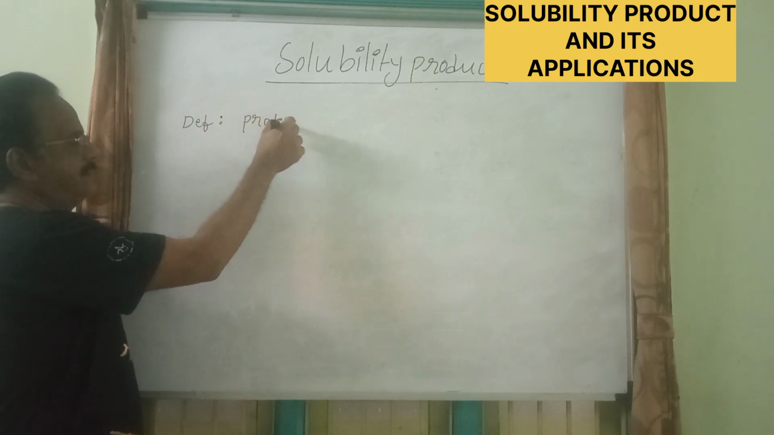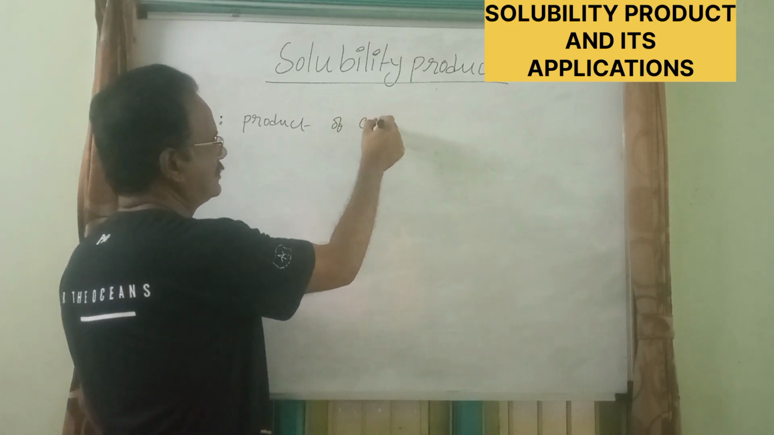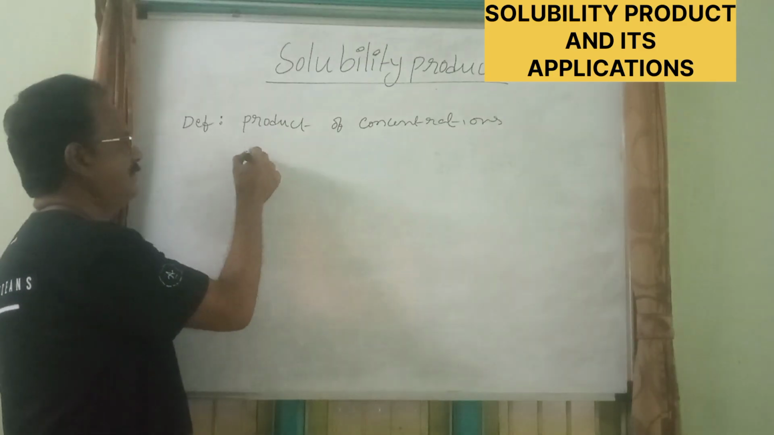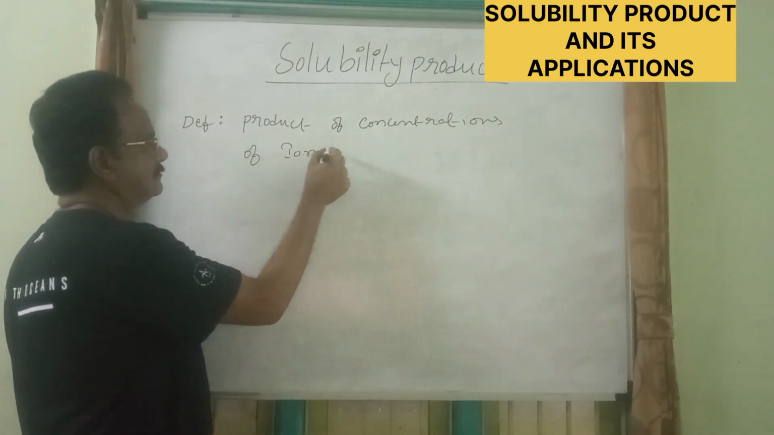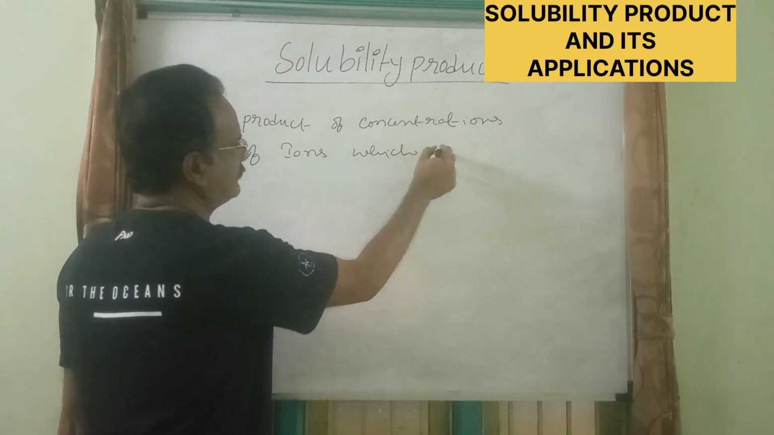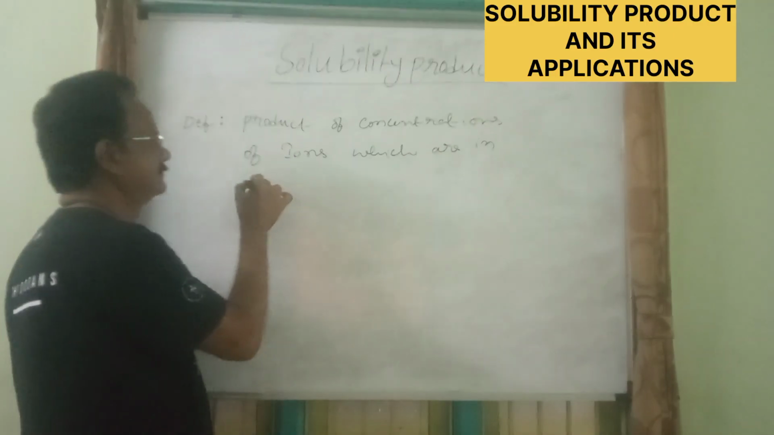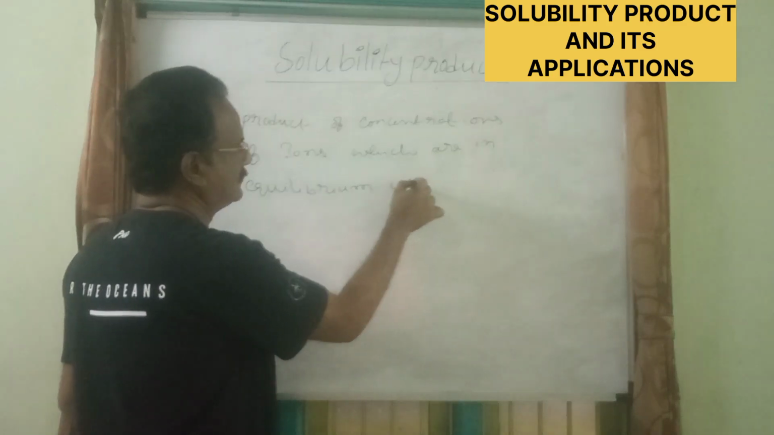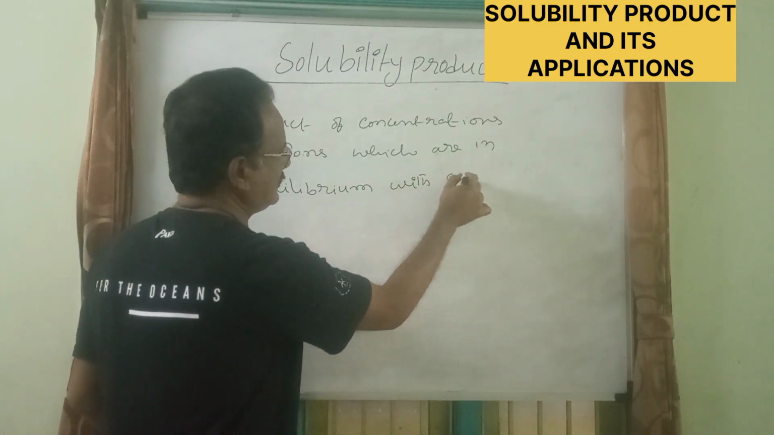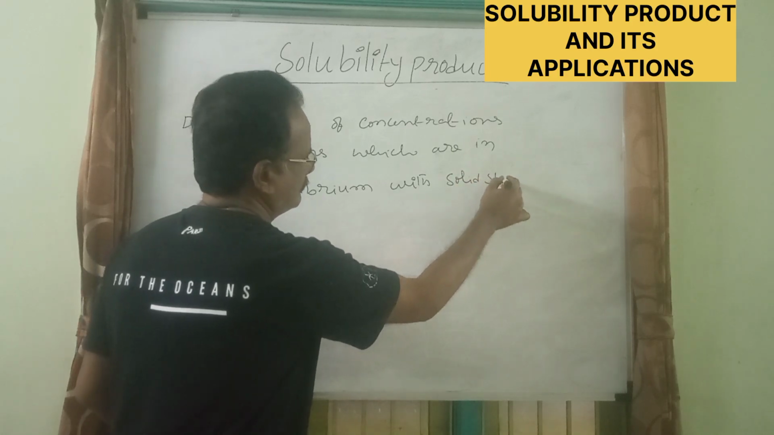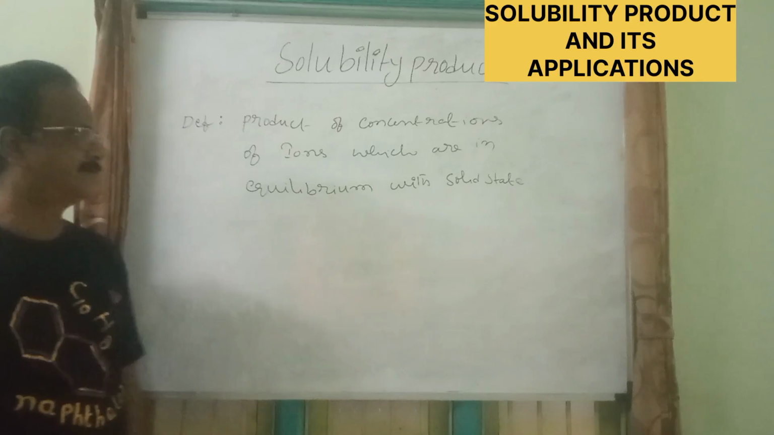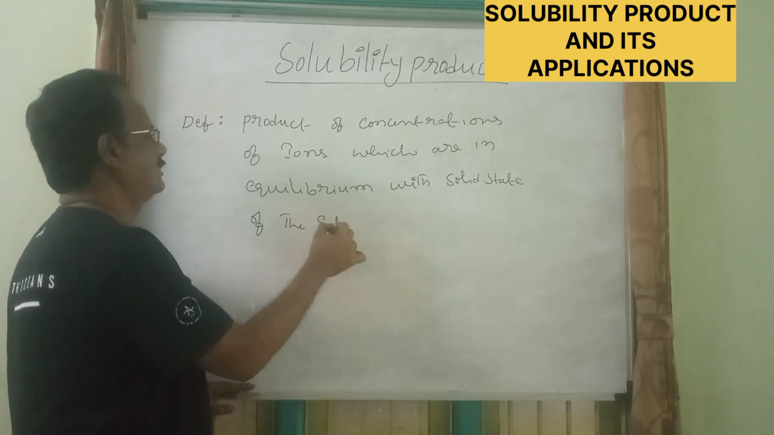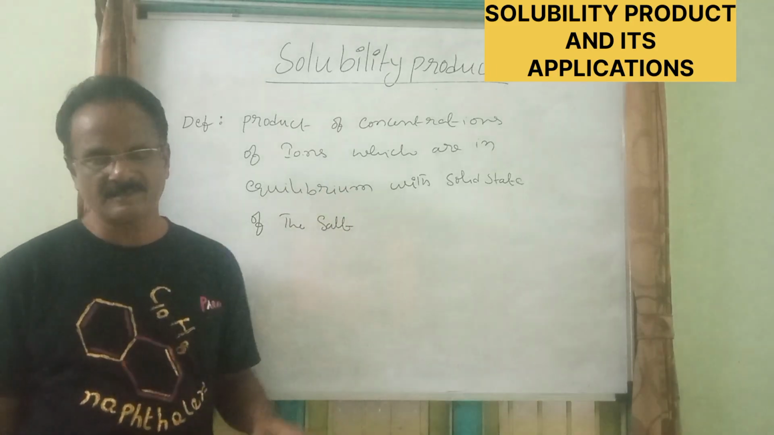Solubility product can be defined as the product of concentrations of ions which are in equilibrium with solid state of the salt. So this is solubility product.